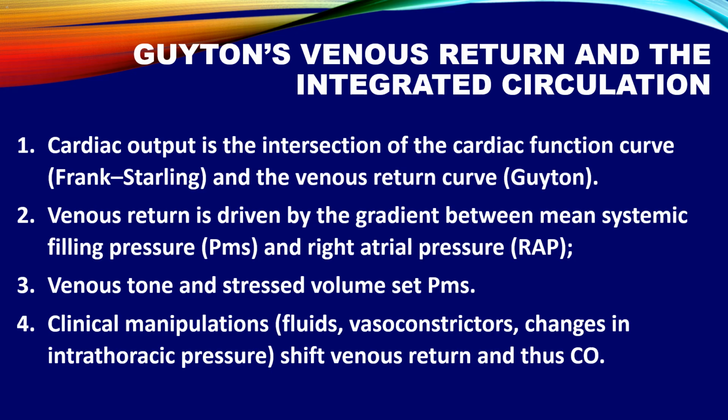3. Factors influencing PMSF. Venous tone and stressed volume set the mean systemic filling pressure, PMSF, which plays a crucial role in determining venous return. 4. Clinical manipulations. Various clinical interventions, such as fluid administration, vasoconstrictors, and changes in intrathoracic pressure, can shift the venous return curve and subsequently impact cardiac output. Understanding the relationship between venous return and cardiac output is essential for managing patients with cardiovascular instability.